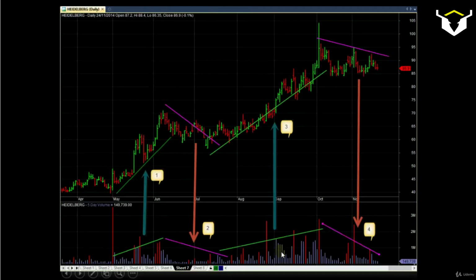So this is how volume is plotted as a histogram. Here the volumes are calculated in millions, 1 million, 2 million, and 3 million, and so on. So this is how volume looks, plotted as a histogram. Now, as I said earlier, volume helps you understand the significance of a price move.